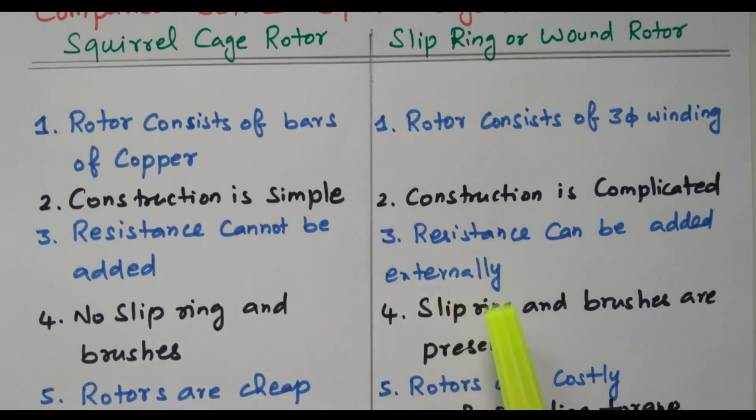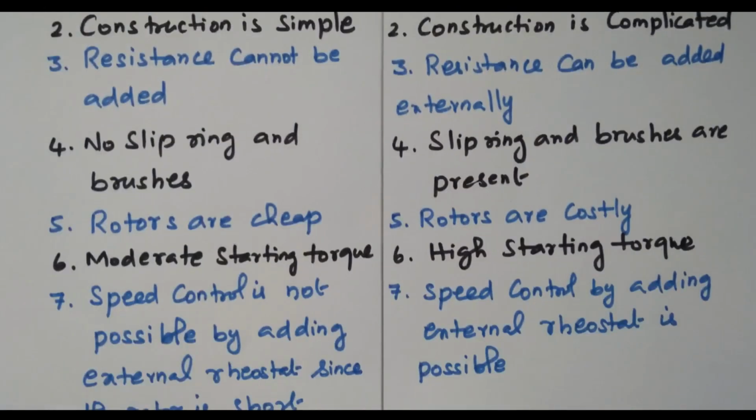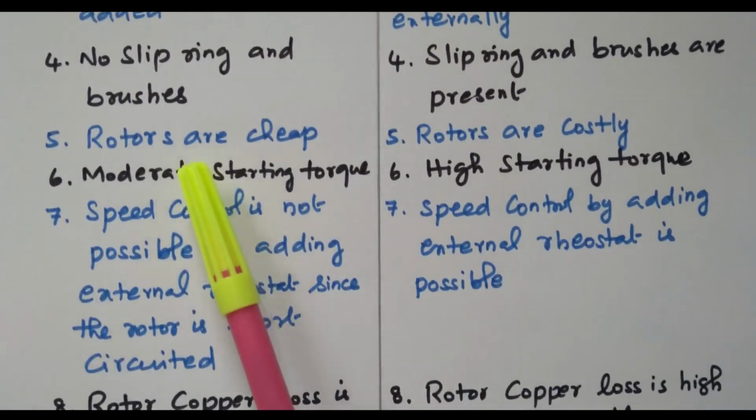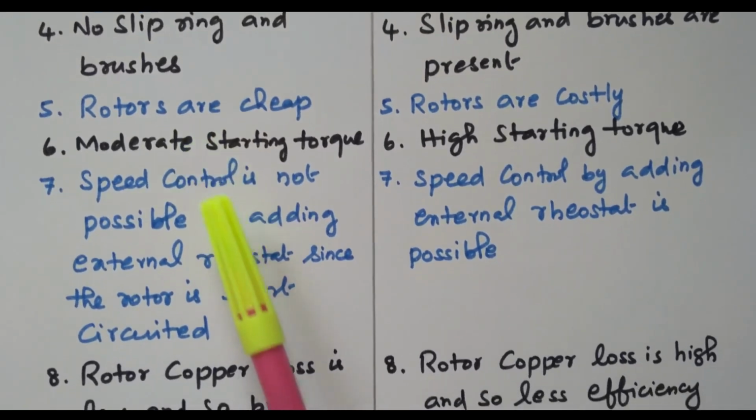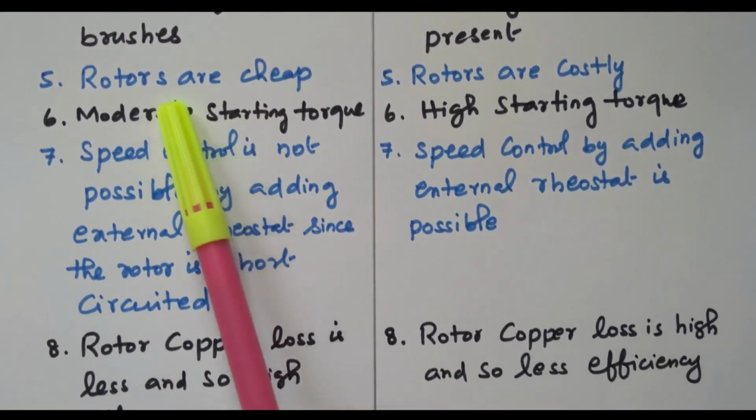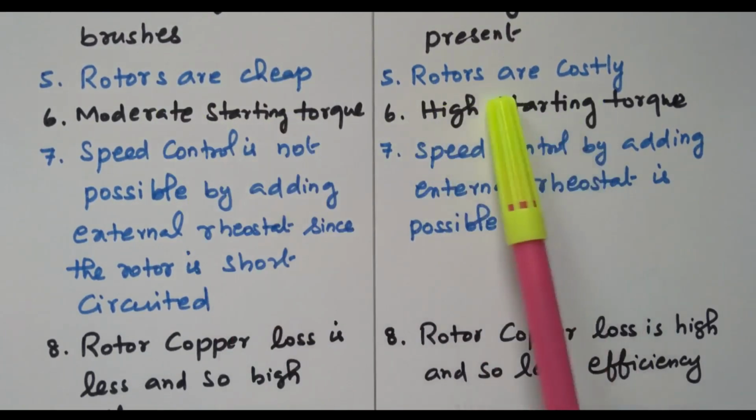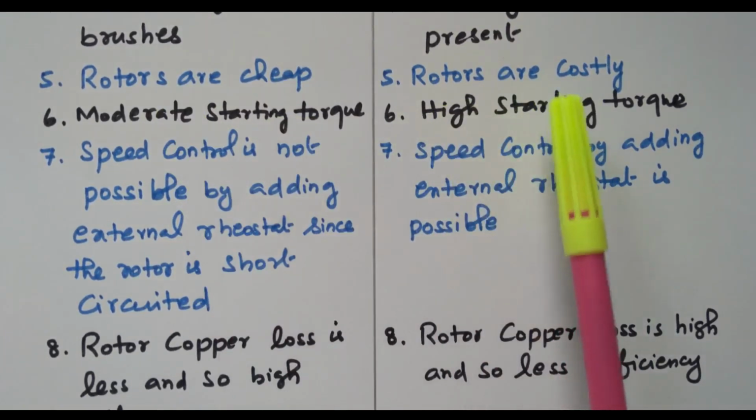So there is no slip ring and brush in the squirrel cage rotor. But here, because of the three-phase winding, in order to get the supply, we need a slip ring and brushes. Right. So due to this, the squirrel cage rotor is cheap. During the construction itself, the copper bars are placed. So it is cheap, but here it is costly, because we need to place the winding.